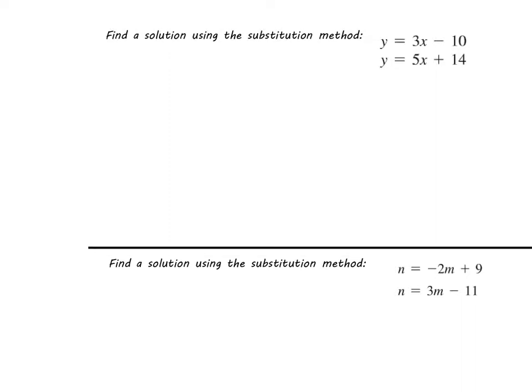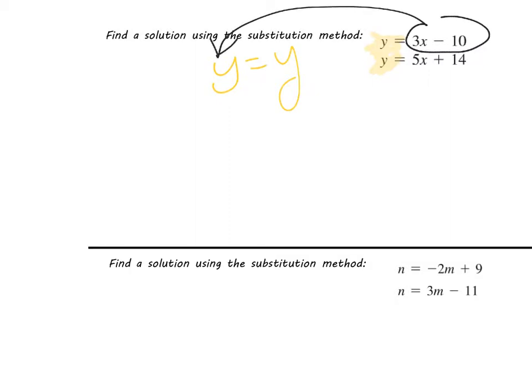For instance, what I have here is y equals 3x minus 10, and then I have y equals 5x plus 14. Basically, y is equal to itself. So if I could say y is equal to y, then I could substitute 3x minus 10 in for this y and 5x plus 14 for this y.